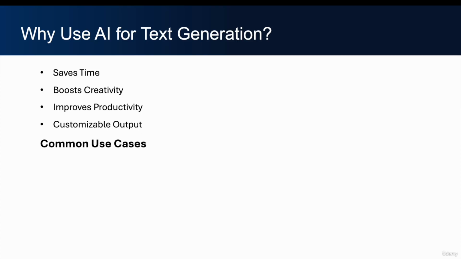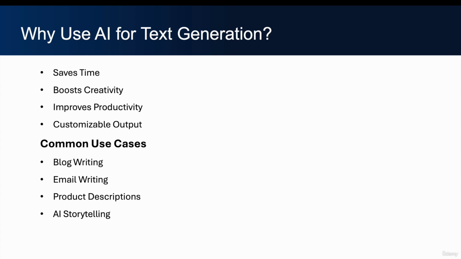Some of the common use cases include blog writing. AI-generated articles and content suggestions are on the rise. Email writing. Draft professional emails using AI. Product descriptions. Generate e-commerce product descriptions through AI. AI storytelling. Write creative stories or scripts. And then finally, chatbot conversations. You can automate all your chatbot replies.